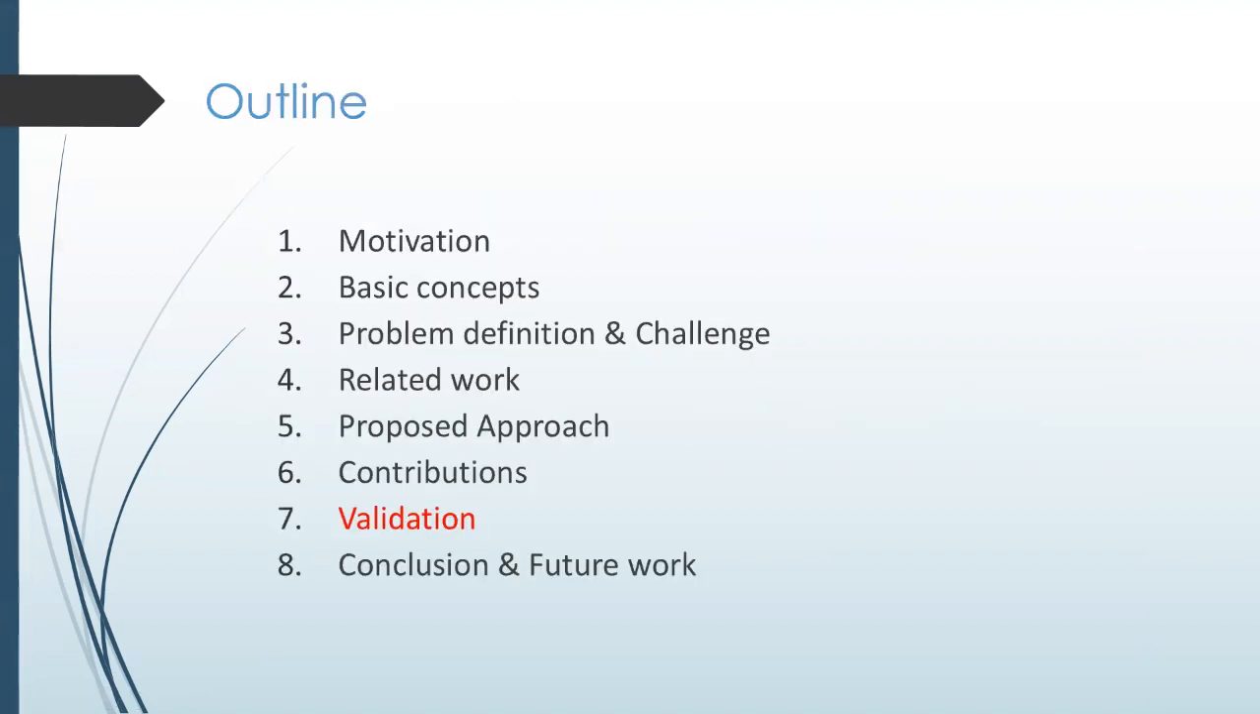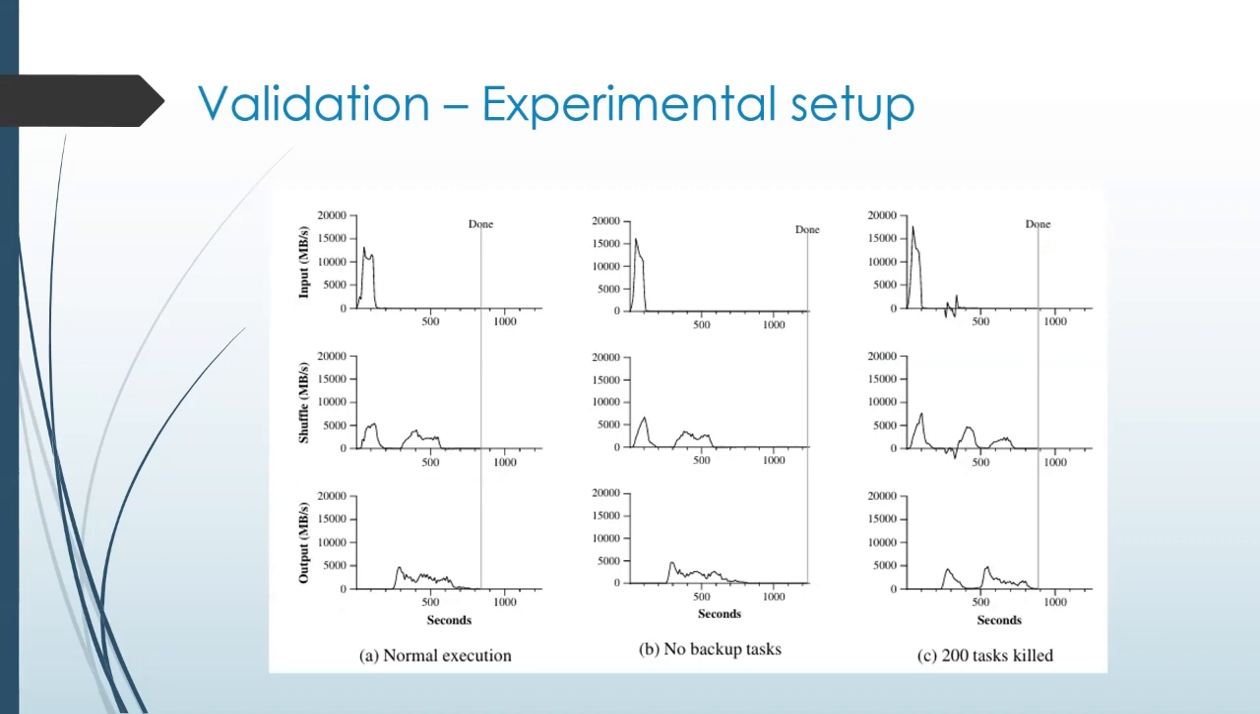So, what is the validation? How can we say that the MapReduce function really works? So, let's move on to the validation, or the experimental setup set up by the authors to test the efficiency of the MapReduce function. Here we can see the first three graphs are normal execution. These three are without backup, and this is when 200 tasks have been killed.